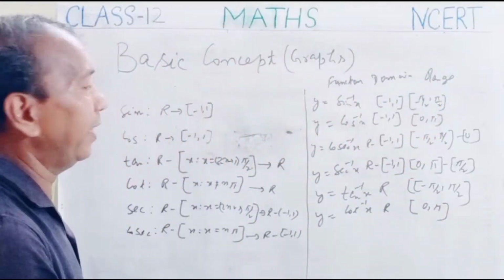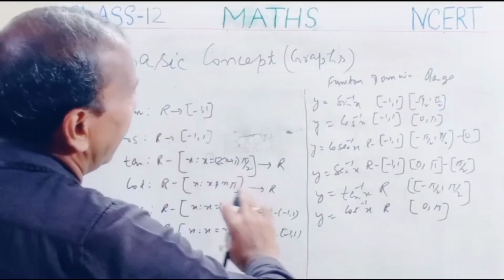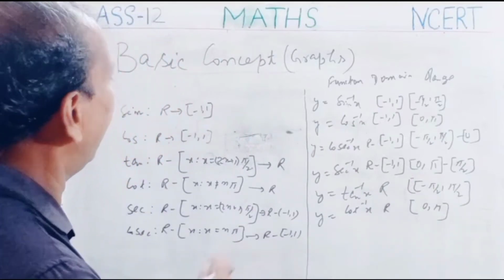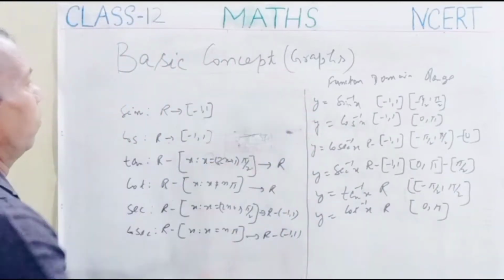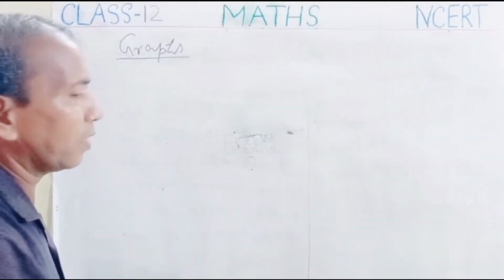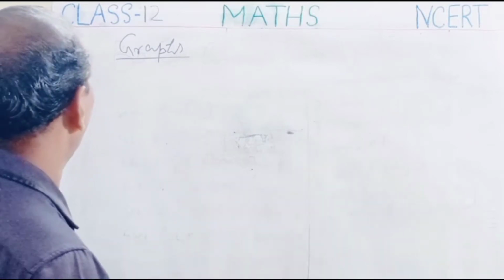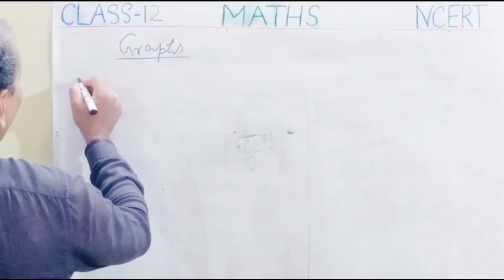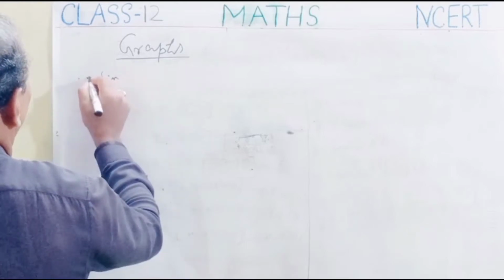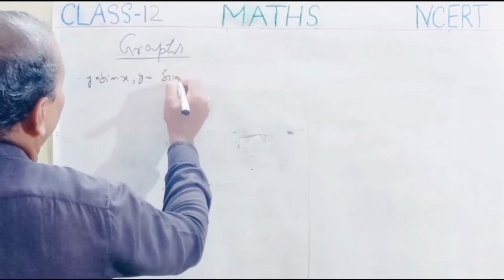Hence we can say that for the trigonometrical functions these are the domain and the range, and for the inverse functions these are the domain and the range. These are very helpful in drawing the graphs. We will draw the graphs of the trigonometrical functions as well as their inverses, first y is equal to sine x, and y is equal to sine inverse x.